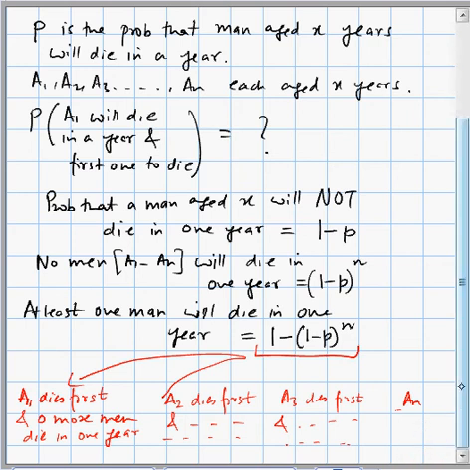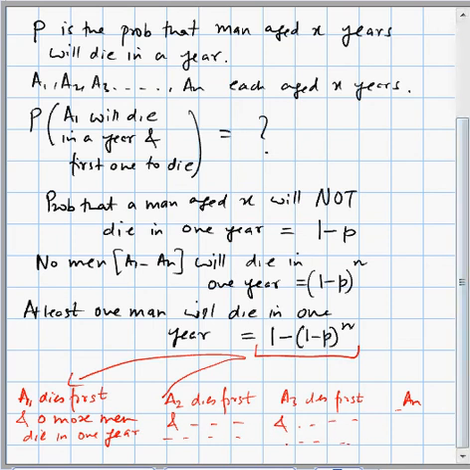Now you can see that this is at least one man dies: a specific person A1 dies and 0 or more men die, right? And specific person A2 dies and 0 or more men die. So this is the sum of the probabilities of all these mutually exclusive events.